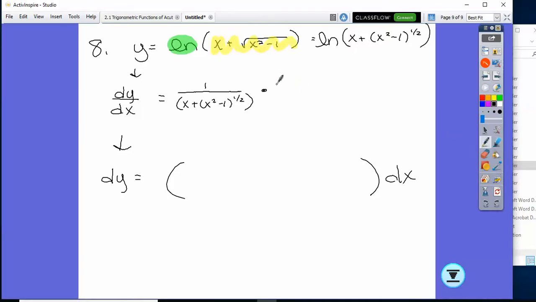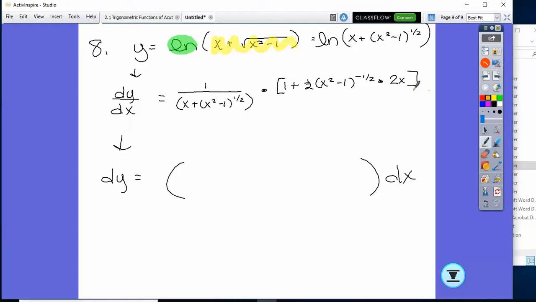So I need to do the derivative of this mess. So derivative of x is 1 plus, for this square root, the 1/2 comes down, inside stays the same, subtract 1 from the power, times derivative of the inside. Derivative of x squared minus 1 is a 2x. Have I lost anyone there? We can clean this up a little bit.